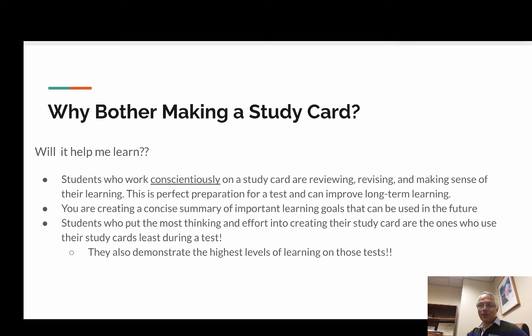If you confuse one term for another, or there's a little nugget that you want to just go back and take a look at, it's good to have it, even though you will be well prepared if you've made a good study card.